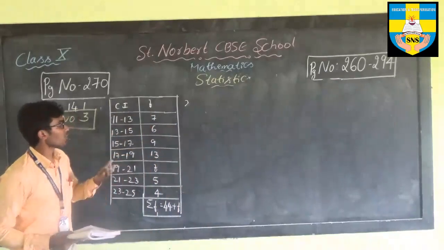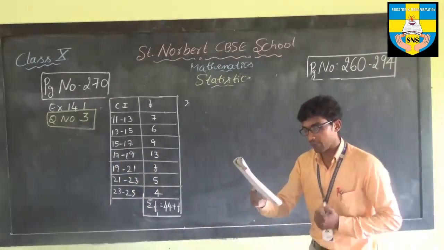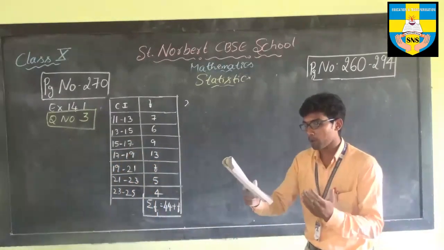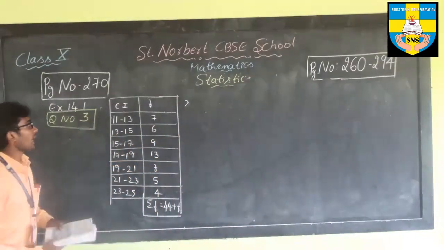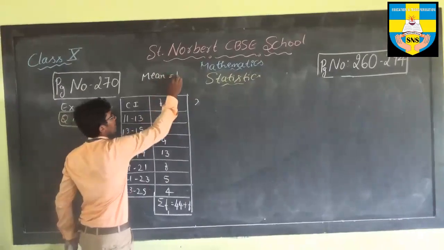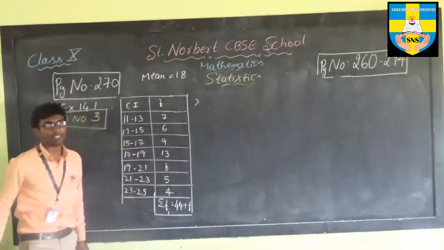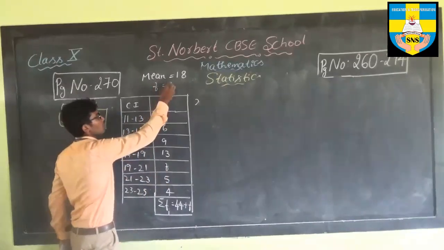Now, we are in exercise 14.1, question number 3. When you read this question, a following distribution shows daily pocket allowance of children of a locality, and the mean is already given in the question. So, read the question carefully. Mean is already given as 80. We need to calculate f. F is equal to question mark.